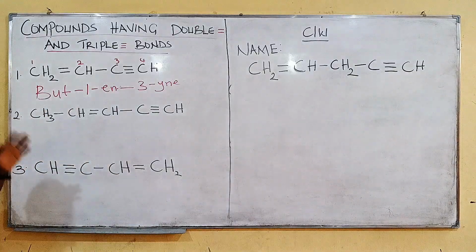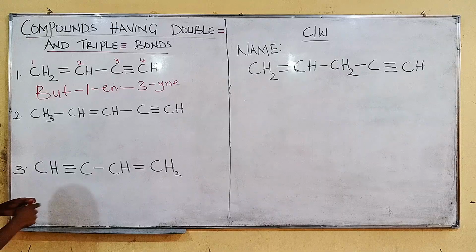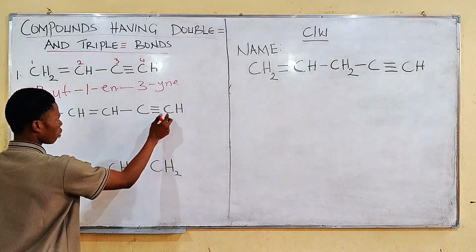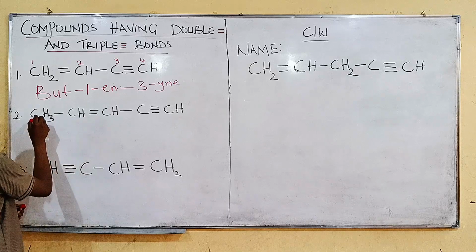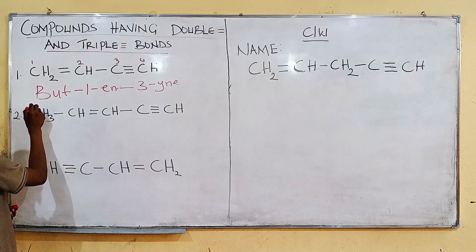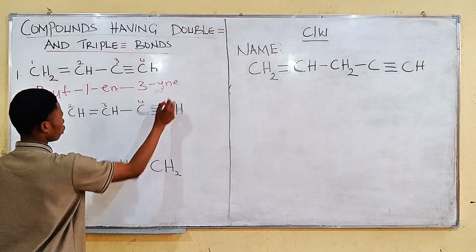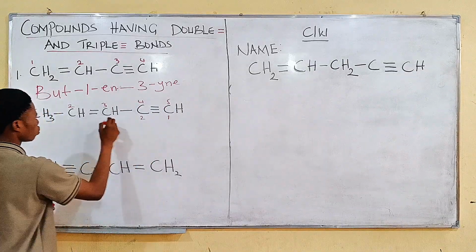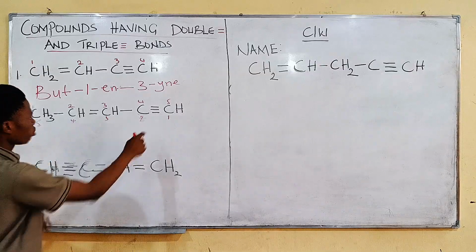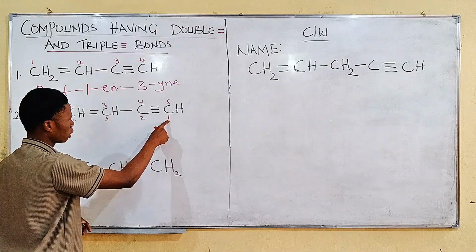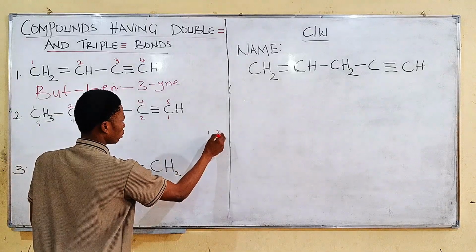Now the second one here, if you are to number this, please take note here. Some of you will be tempted to number from here 1, 2, 3. But if you number, okay, now let's look at it. If I'm numbering from here, this will be 1, 2, 3, 4, 5. If I'm numbering from here, this is 1, 2, 3, 4, 5. Now look at this. Numbering from here, the triple bond is on position 1 and the double bond is on position 3. That is 1 and 3.